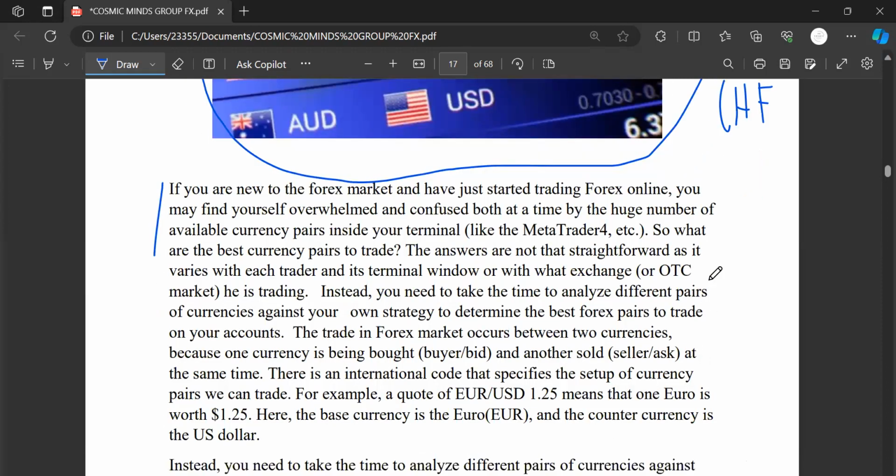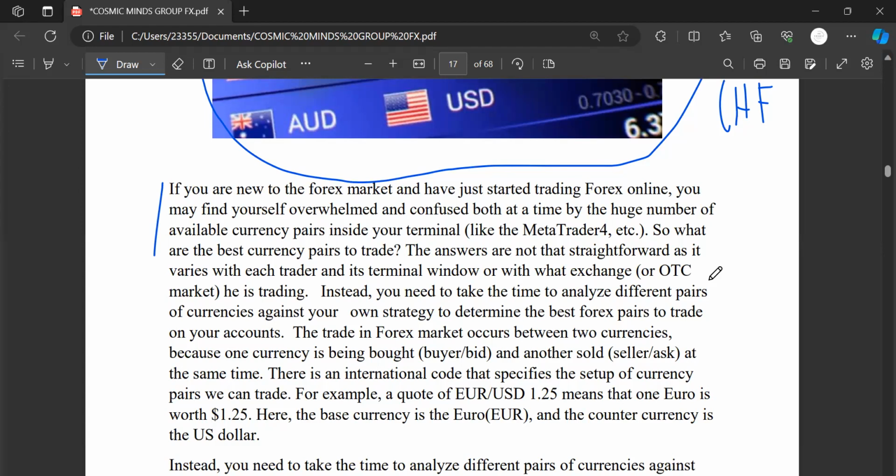Now, if you are new to the forex market and have just started trading forex online, you may find yourself overwhelmed and confused at times by the huge number of available currency pairs inside your terminal. For instance, on MetaTrader 4 or 5, or even TradingView, if you have an account, you can type in, for instance, GBPUSD, and then you see them. There are a number of them, right? So you can just look them up and see whatever I'm talking about.